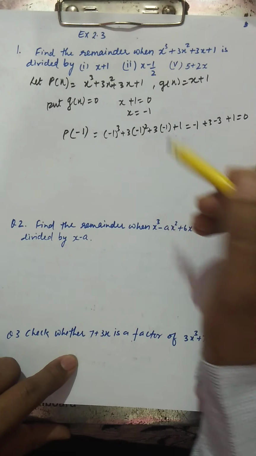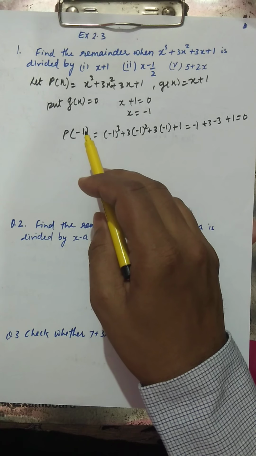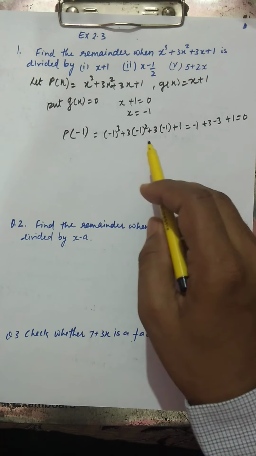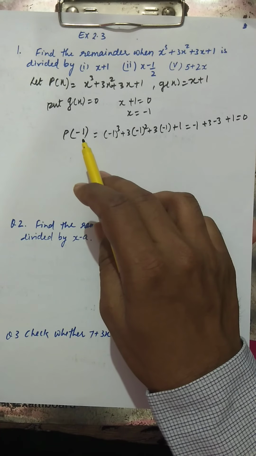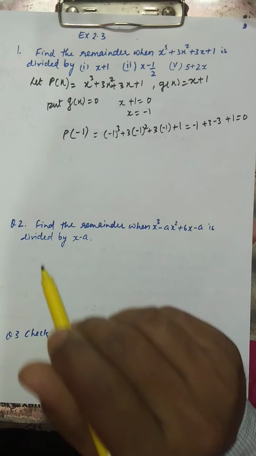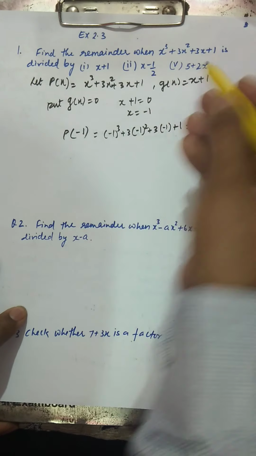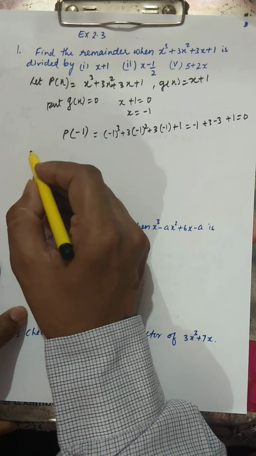So you can generalize one important result also. If any value of the variable makes the polynomial 0, so in this particular case, this minus 1 is the 0 of the polynomial. So this is fine. Now we discuss the second part. This is the first part done.